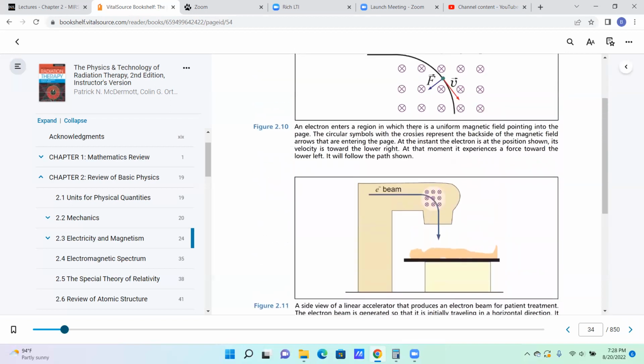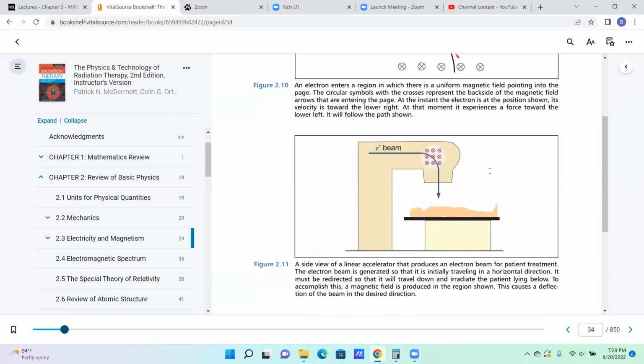Why is that important? Why should you care? Well, you've got an electron beam coming through the linac like this. It encounters a magnetic field, which is going into the page. That's going to experience a force pulling on it this way. So its trajectory is going to change and eventually point down towards the patient.